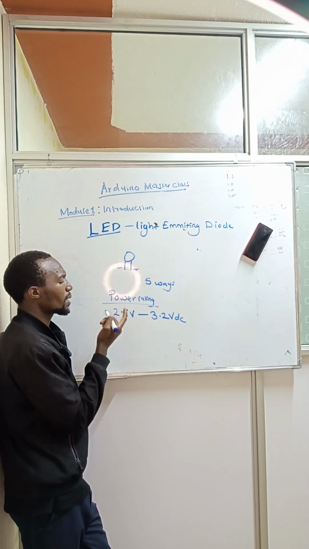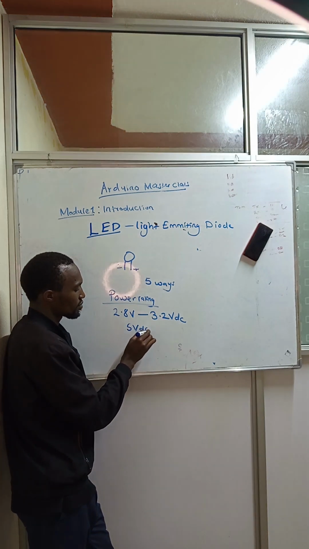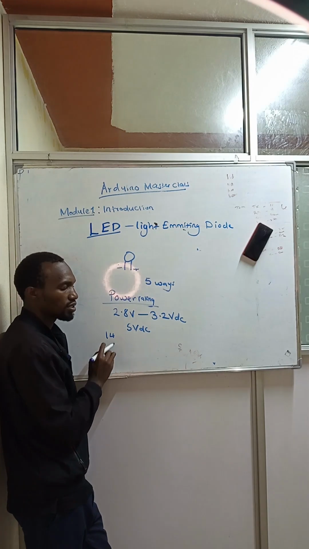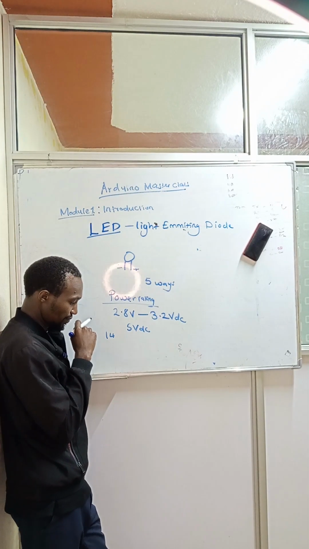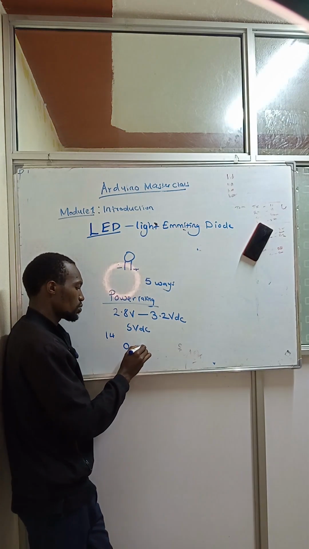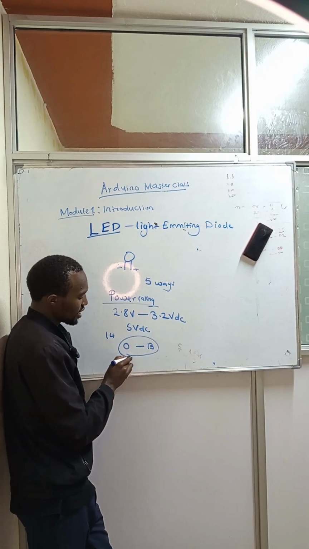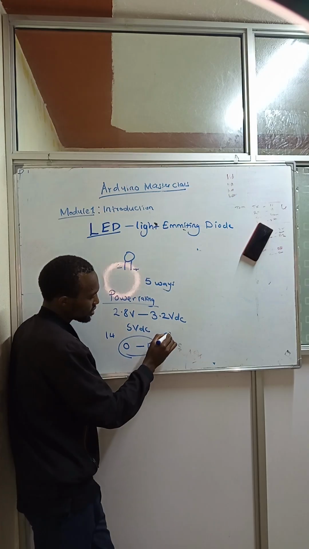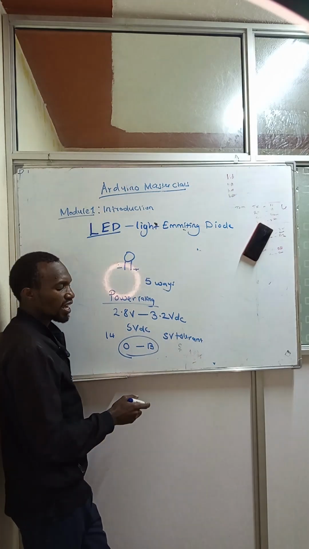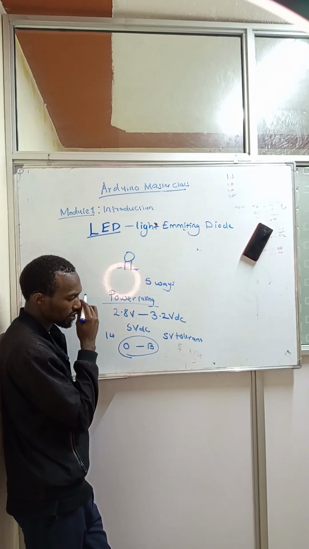So basically, you can power your LED with 5 volts DC. As you know, Arduino has 14 digital pins. Sorry, they range from 0 to 13. In total, there are 14. And these pins are 5 volts tolerant, meaning they can supply 5 volts to our components.